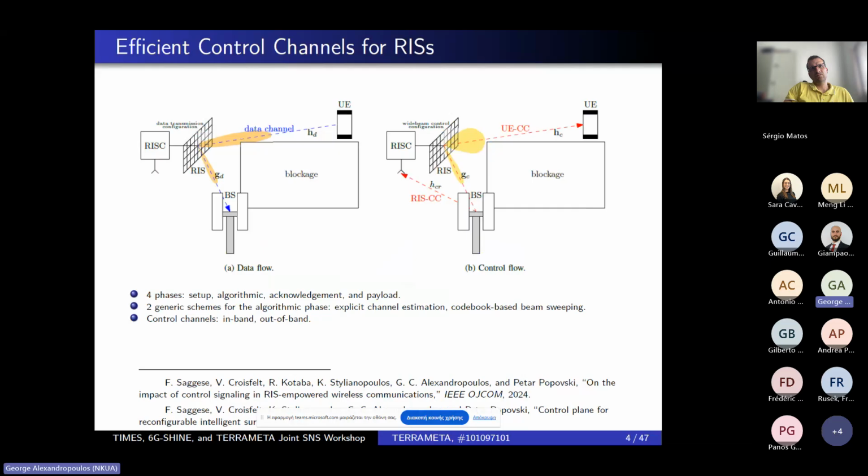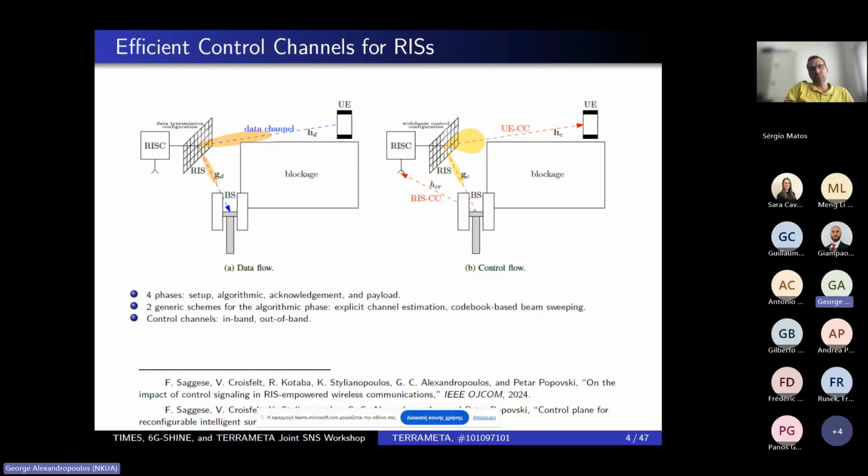The problem is that when you have RISs, especially with those envisioned very light hardware, you don't have the capability, at least in the first proposal of RISs, to do certain estimation at the metasurface side, which means that you have to estimate those channels that are functions of the configuration of the RIS at the receiver side. And this, of course, entails certain overhead in order to be achieved.